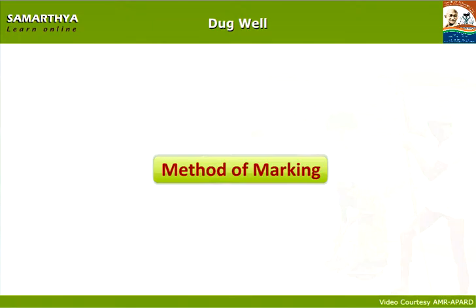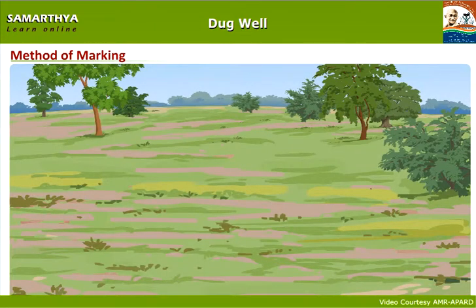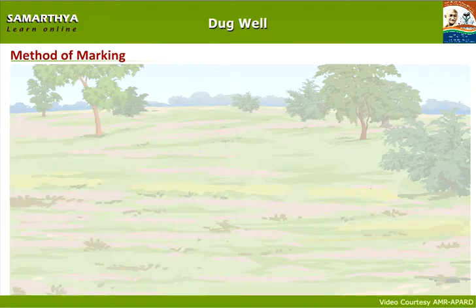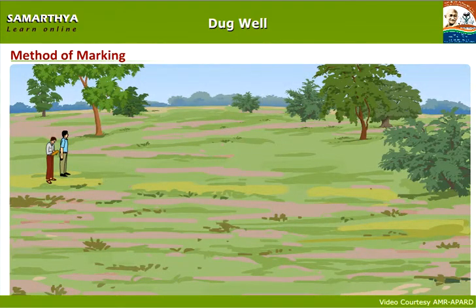Method of marking for constructing open wells. Now, let us know the method of marking for the construction of open wells. At the place as specified by the geologist or at the place decided for digging the well, fix a wooden pole and mark it as C.